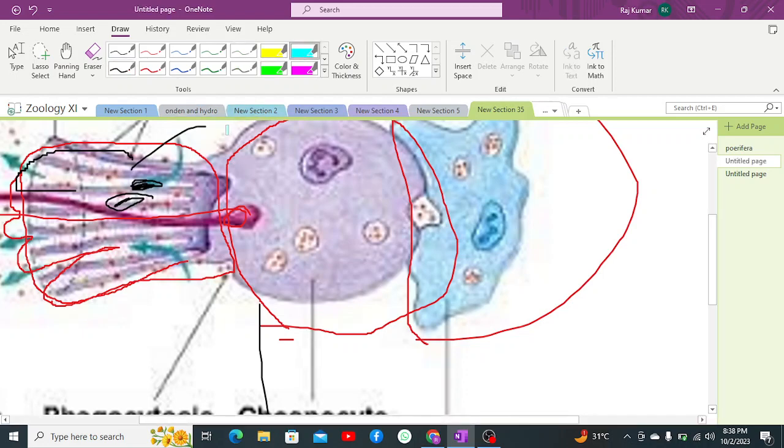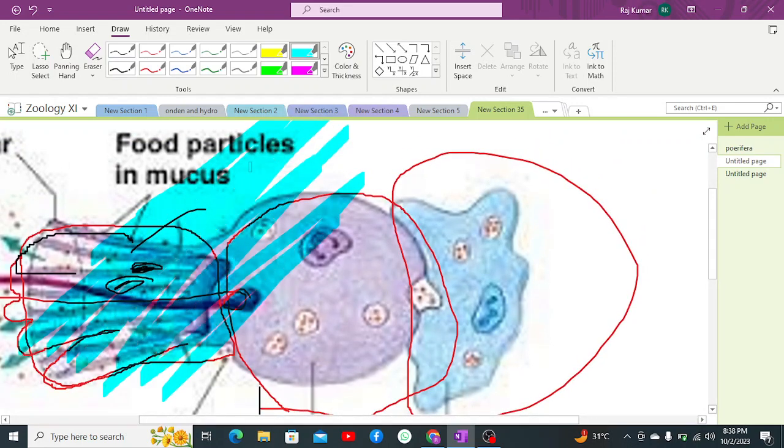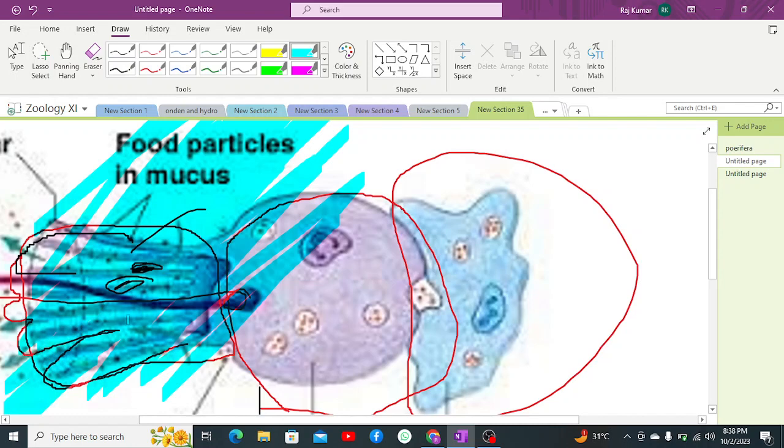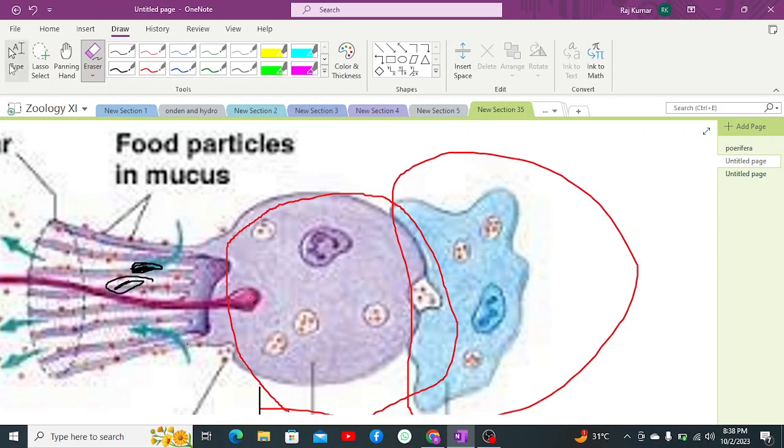When water passes through the microvilli, it contains several food particles, and those food particles become attached to the mucus. The rest of the water is filtered out into the spongocoel, and from the spongocoel it is transferred into the external environment through the osculum. Due to this, sponges are also known as filter feeders.